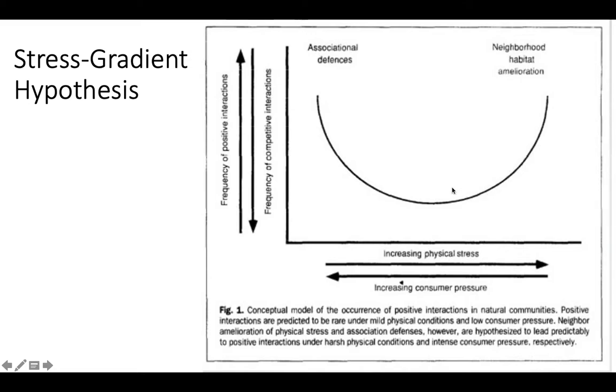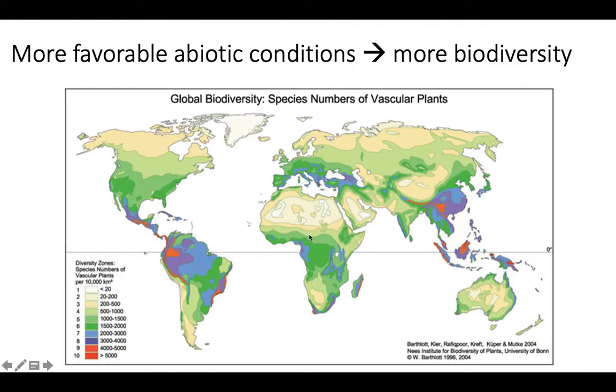If we go in the opposite direction towards the left, we see that as physical stress decreases, consumer pressure increases. As you go left, it becomes easier to survive there physically, which means there is higher species diversity, which means there's higher competition, higher predation, so there's higher biological pressure. Right? Areas where there's high biodiversity, we see lots of competition, lots of predation.